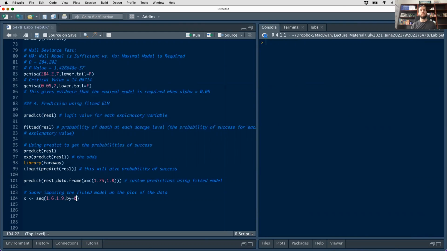What I suggest here is to build a sequence from, and you can pick your own starting values. I went from 1.6 to 1.9, just outside the min and the max. I'm going to let the values differ by 0.01. Now I'm going to find the probabilities of success for the fitted model at each of these different points. Actually, I'm just going to try something really quick. I want to see if I can do it this way.